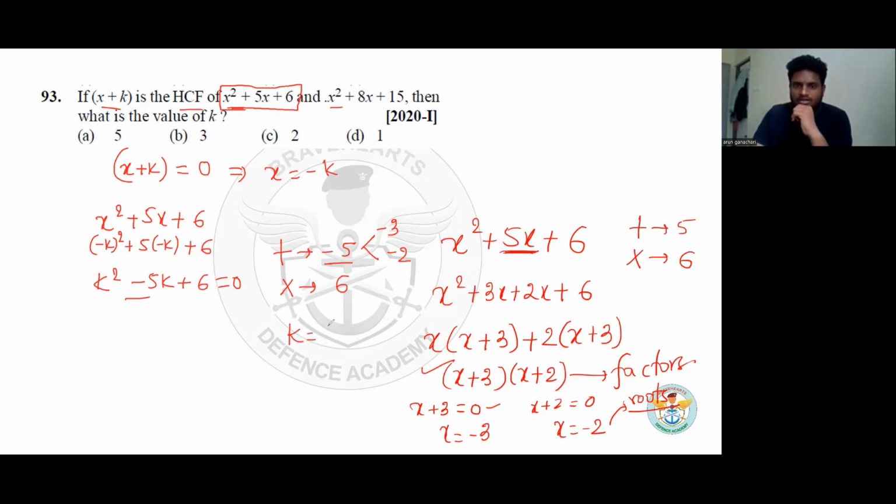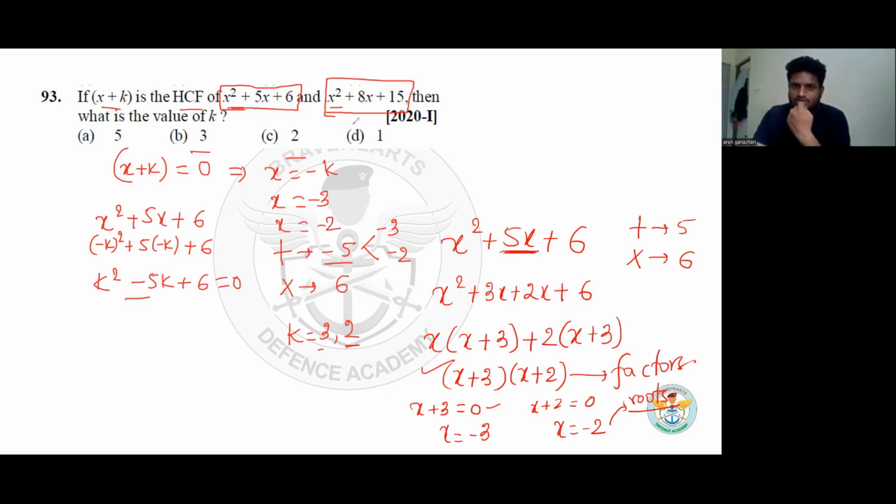So my values will be what? k is equal to 3 and k is equal to 2. k is equal to 3 and k is equal to 2 are what? Roots of the given equation. Understanding what we are doing here? Yes. Now we have 3 also as the option and we have 2 also as the option. How will you solve it now? Next equation. We'll solve the next equation. How will we solve the next equation? We'll substitute k is equal to 3. If k is equal to 3, then x has to be what? Minus 3. And if k is equal to 2, x has to be minus 2.